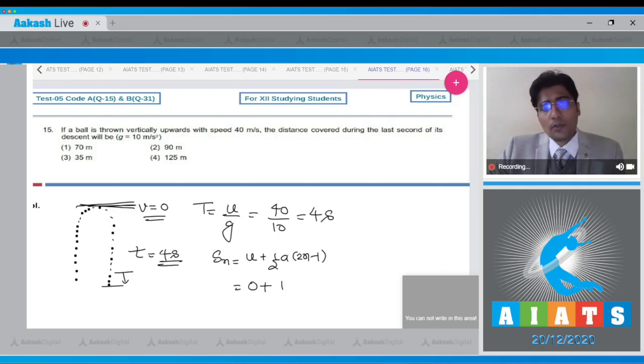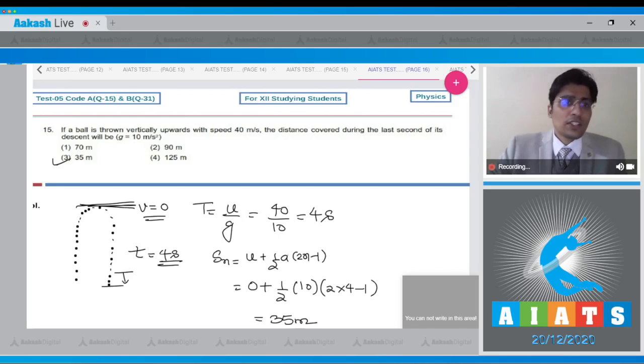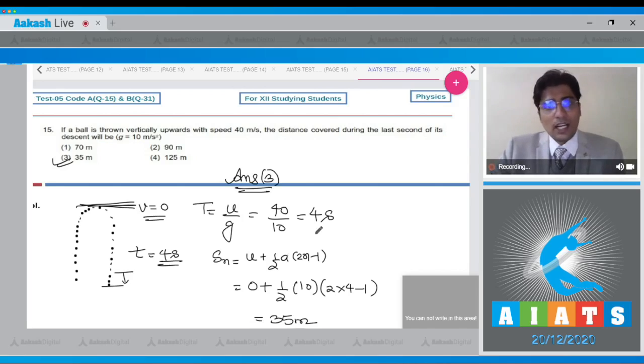So this will be 0 plus half. A is taken to be 10, that is g. 2 into 4 minus 1. This gives us a value of 35 meters. And hence for this question the correct answer turns out to be option number 3. I hope you understood this question. Now let us move to question number 16.